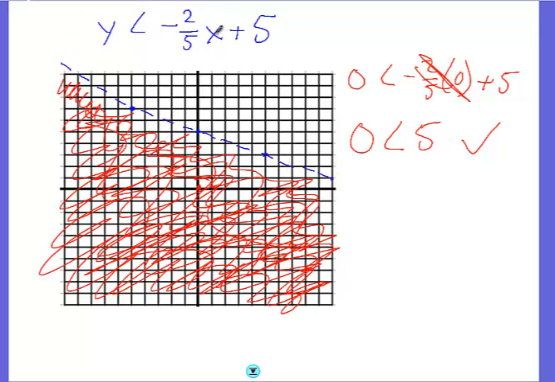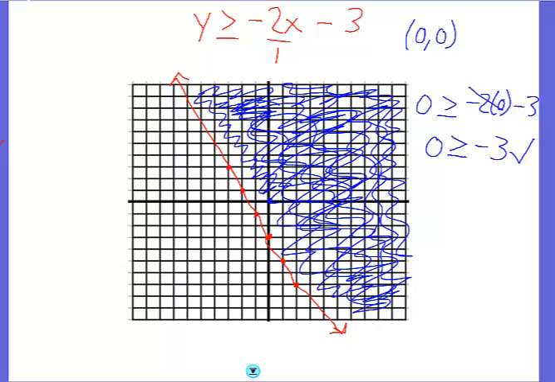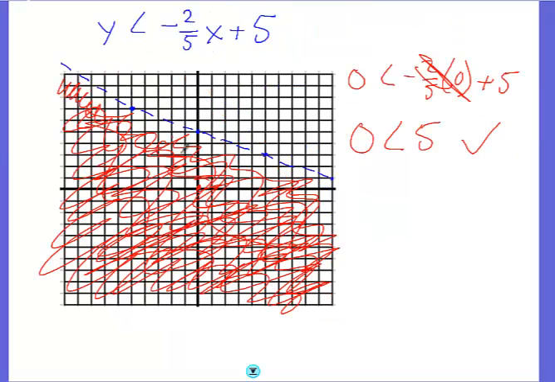You graph the line, same way you graph any line. Y-intercept, use your slope. Then you have to see, is there any type of equality in this symbol? If there is, you're going to have a solid line. If there's not, you're going to have a dotted line. Then you figure out a test point. Like I said, always pick 0, 0 if you can.